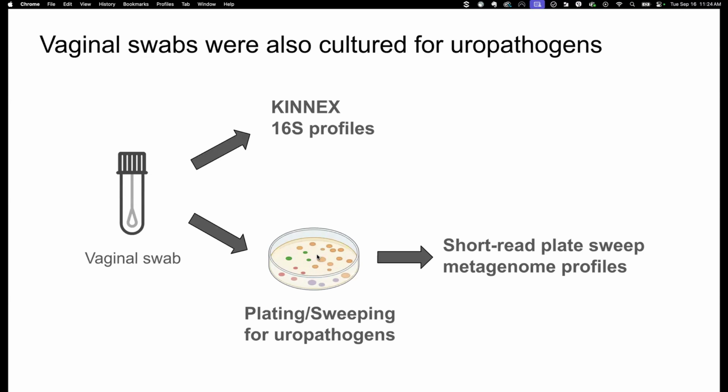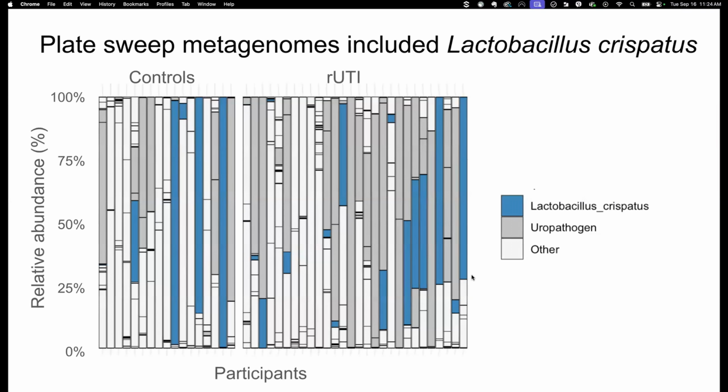So with these plates, we get everything that grows on them, swipe all of the biomass off the plate, stick it in a tube, and extract the DNA. In this case, we put it through a more standard short-read metagenomic sequencing process to get these plate sweep metagenomes. And here's data coming from these metagenomes. Each column similarly is coming from a single participant, aggregated together across time points.